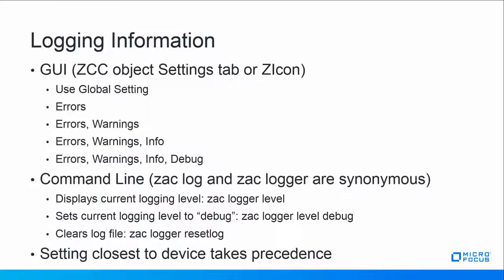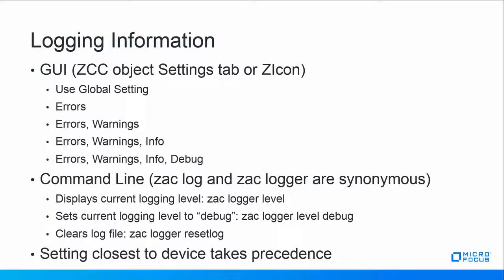Some of the logging information on the GUI side, in ZCC, the Objects Settings tab, or the Z icon on the device locally. There are particular settings like Use Global Setting, Errors, Errors Warnings, Errors Warnings Info, and Debug. For the command line, the ZAC log and ZAC logger are synonymous. You can run a command line to set these levels as well.